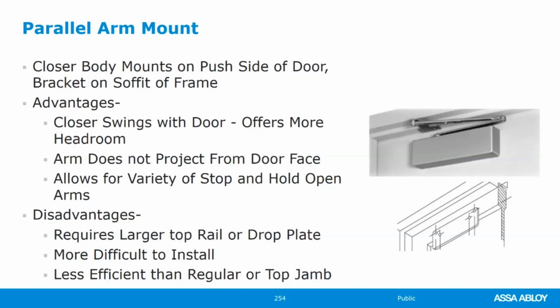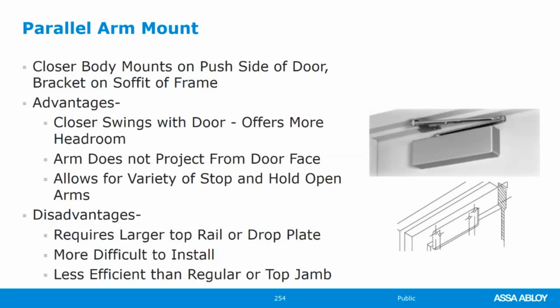It is a little bit more difficult to install because there is what we call indexing that has to be done. The spindle and the arm have to engage in such a way so that the valves all kick in the right position. If you've ever gone to a building where you see a parallel arm style mount and the arm is sticking off of the opening at like 45 degrees, then I would guarantee you that closer is not going to operate as it was designed. It happens though.